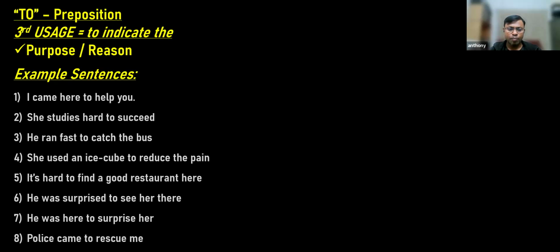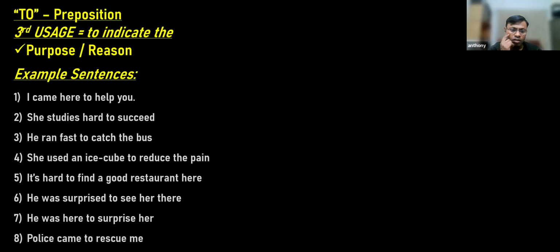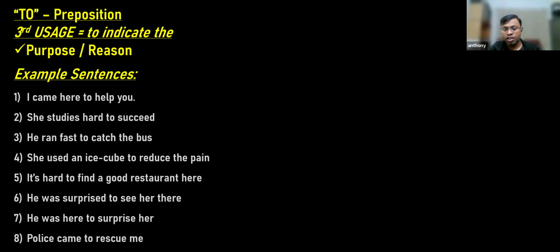We have to go a bit deeper here. If you look at it in a straight manner, yes, Mallikarjun. It's hard to find the good restaurant. Correct. So it is hard. Why is it hard? The reason: if you want to find any good thing, it is hard. But strictly speaking, in the fifth one, purpose is not mentioned and reason is also not mentioned. If you go deeper, to find a good restaurant, why is it hard? The reason is if you want to go for a good thing, that is hard.